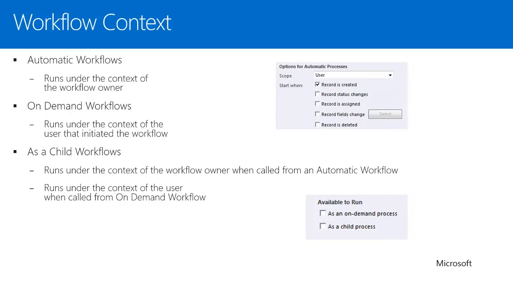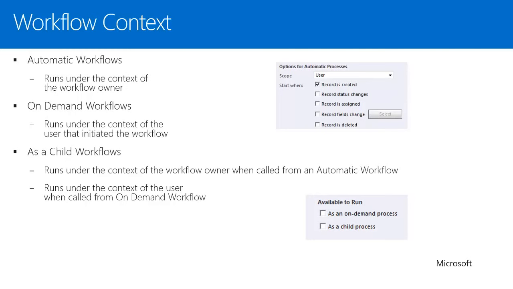However, an on-demand workflow runs under the user context, so that user would then need permissions to create accounts in order for that workflow to complete successfully. When you have a parent workflow that triggers a child workflow, similar context comes into play. If that workflow is triggered automatically, then the child workflow that it triggers will also be run under the context of the owner of the workflow.